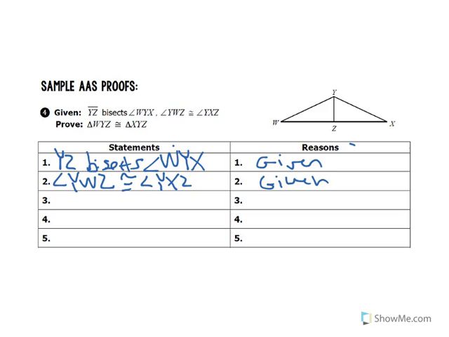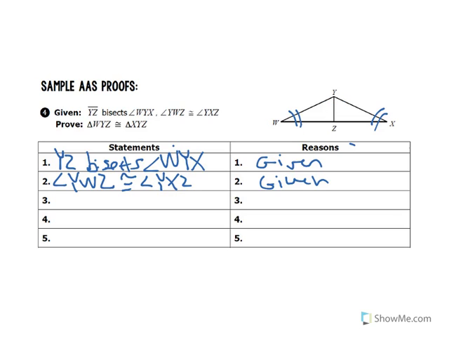So now I want to put those in my picture. So WZ bisects angle WYX. So that means this angle up here is getting split in half. So those two sides are congruent. And then angle YWZ is congruent to angle YXZ. So we have another set here and here.